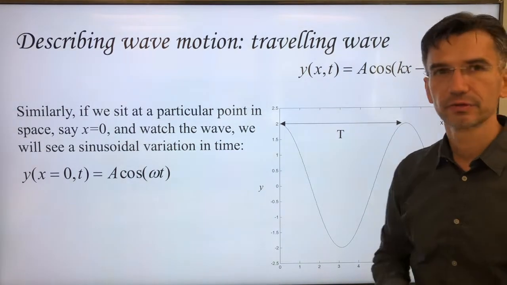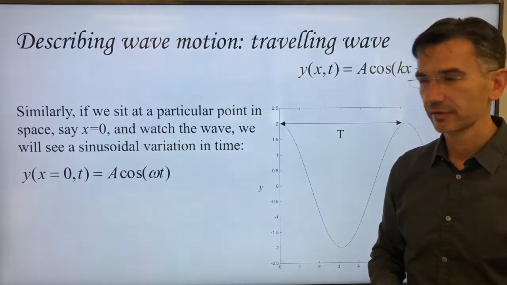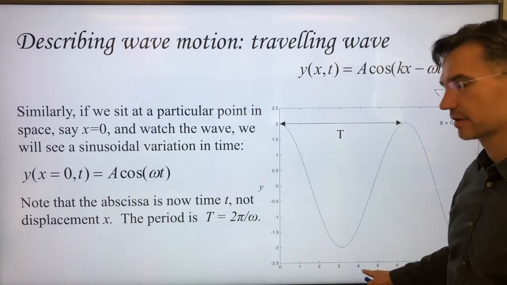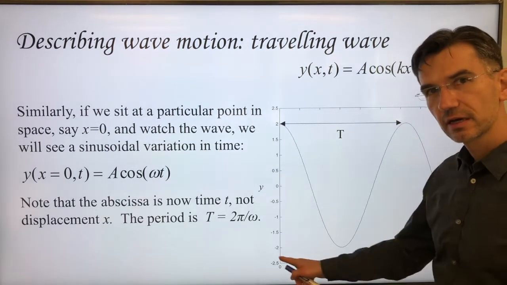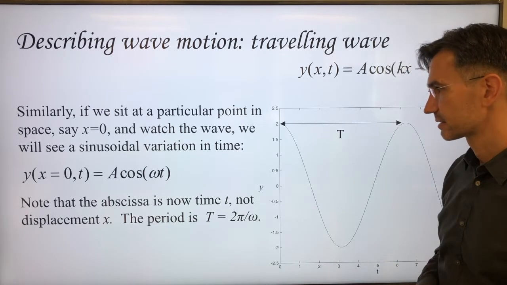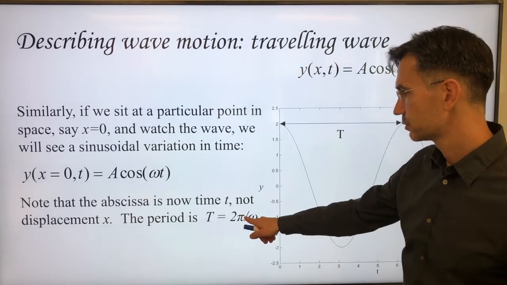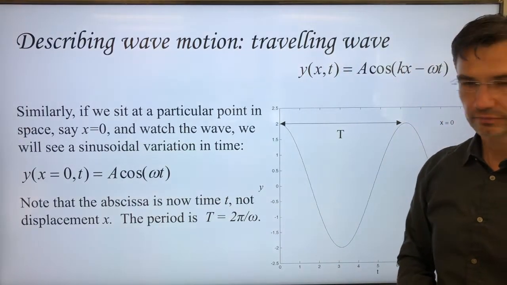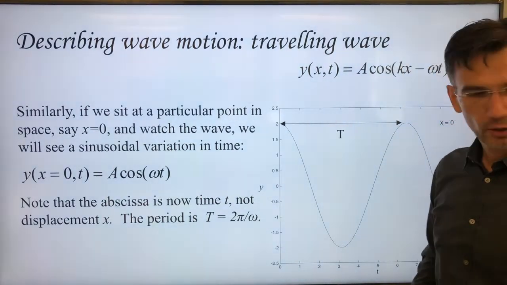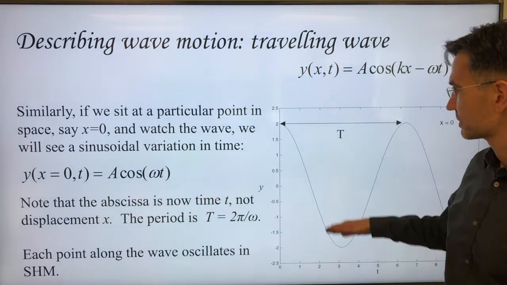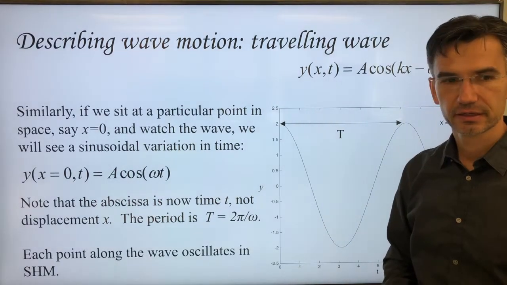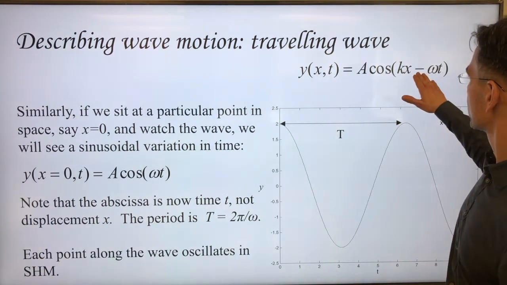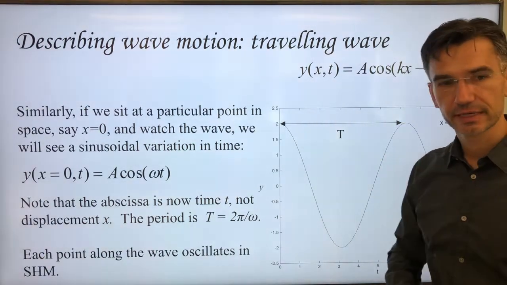So this is how we define the period of a wave. And again, note here that on the x-axis, I do not have displacement along spatial direction, I have time in this case. And the period is going to be 2 pi over the angular frequency, omega. And each point along this string now oscillates as a simple harmonic motion. So this is a wave that is traveling in the positive x direction.